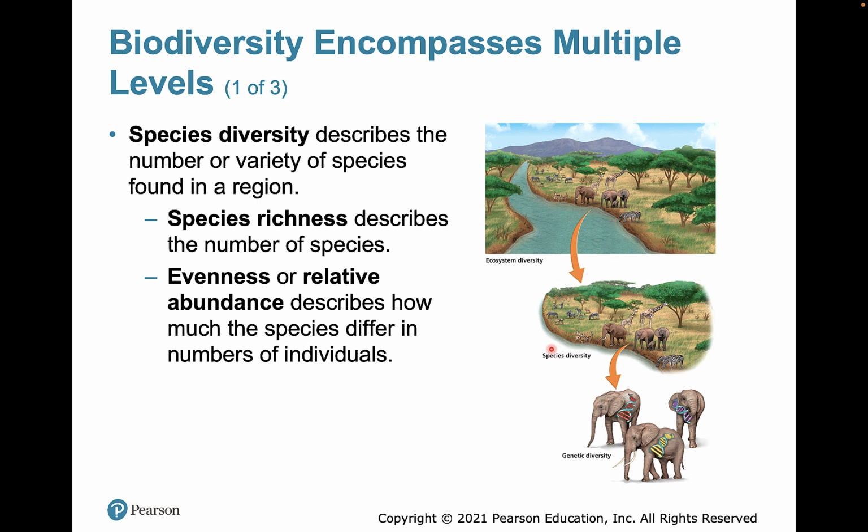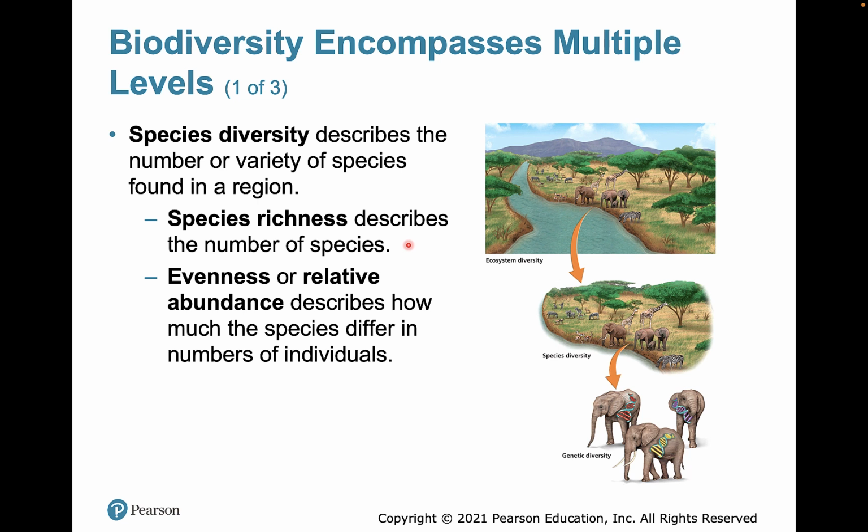So we can look at species diversity. Species diversity is the number or variety of species in an area, okay? So you can look at the species in an area, species diversity, and there are math calculations that you can do with this, but it's beyond the scope of our course. You need to understand these ideas, though.